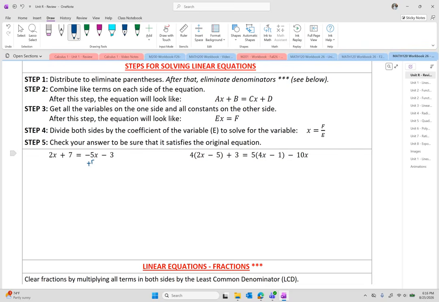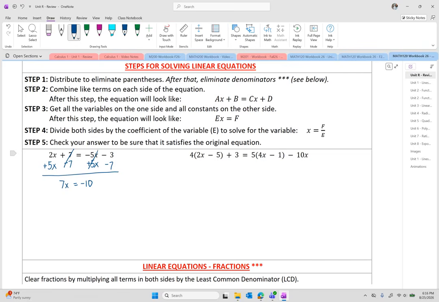That means I want to eliminate the negative 5x from the right, and I will do that if I add 5x on both sides. And I will choose to eliminate the constants from the left and move them to the right, and that will require for me to add negative 7 on both sides. And that will give me 2x plus 5x, that's 7x, equals negative 3 minus 7, that's negative 10.